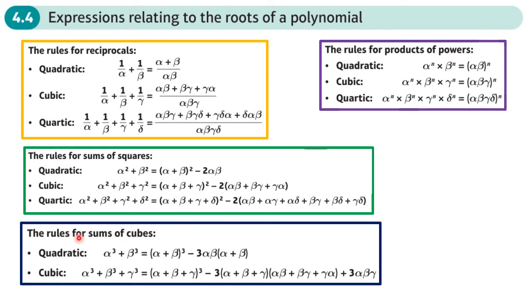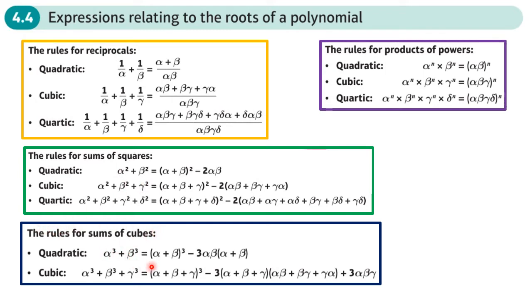Then we've got these rules for the sums of cubes. So alpha cubed plus beta cubed can be factorized like this. Again, if you memorize it, this can be used without having to prove this or even trying to factorize it yourself. You can just quote that without any further explanation. And then if we've got 3 different things cubed and added together, again, this is what it becomes.